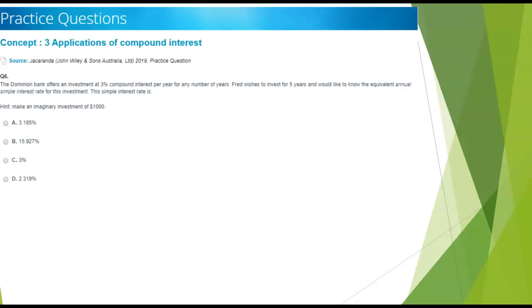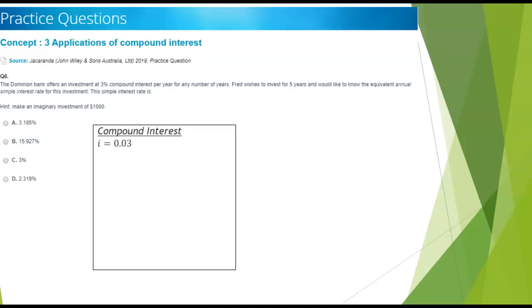Now, final question. The Dominion Bank offers an investment of 3% compound interest per year for any number of years. Fred wishes to invest for 5 years, and he would like to know what the equivalent annual simple interest rate is for this investment. The hint says, make an imaginary investment of $1,000. So we're going to make P 1,000.